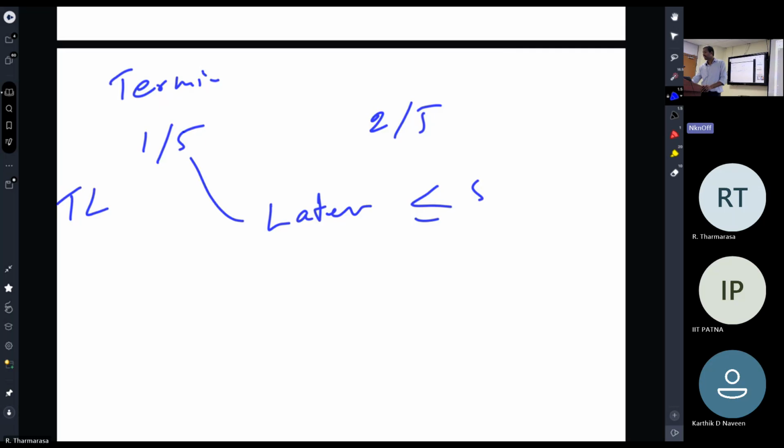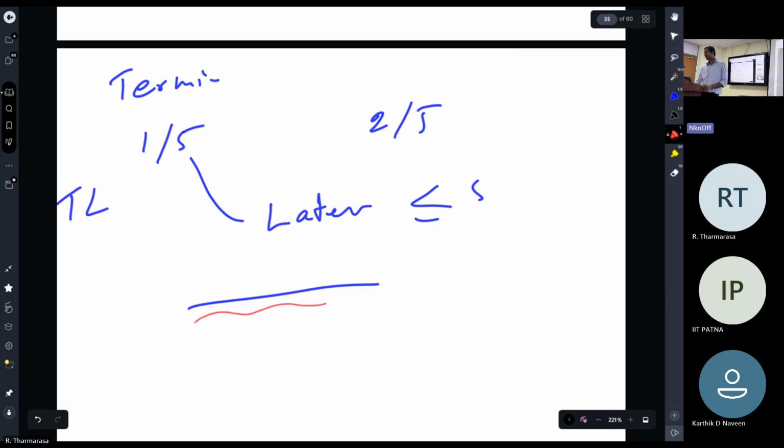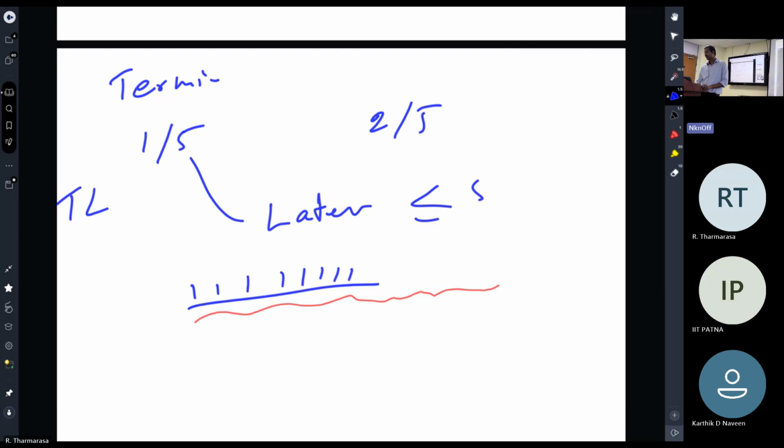Okay, so let's say this. The actual target stops here, and the track goes like this. So this is 1 1 1 1 1 1 1 1 1 1 0 0 0 1 0 0 0 0. What is the reason to have this one? Why do we have this one here?